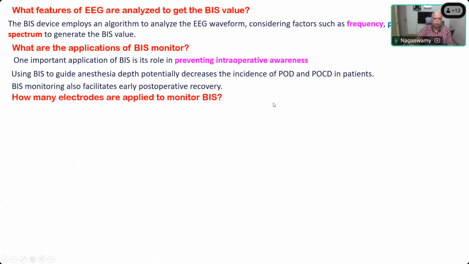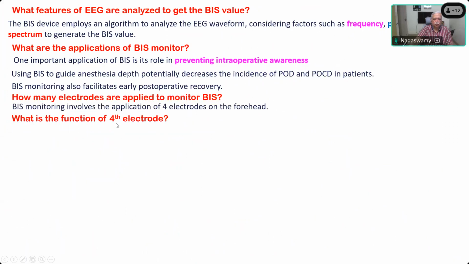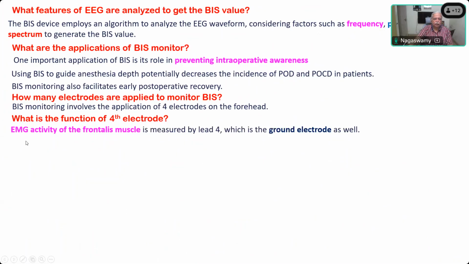How many electrodes are applied to the BIS monitor? To monitor the BIS, 4 electrodes. Very good. What is the function of the fourth electrode? Do all of them measure the EEG, or does the fourth electrode measure something different? Electromuscle activity. Electromyographic activity of the frontalis muscle is measured by the fourth. It is also the ground electrode.